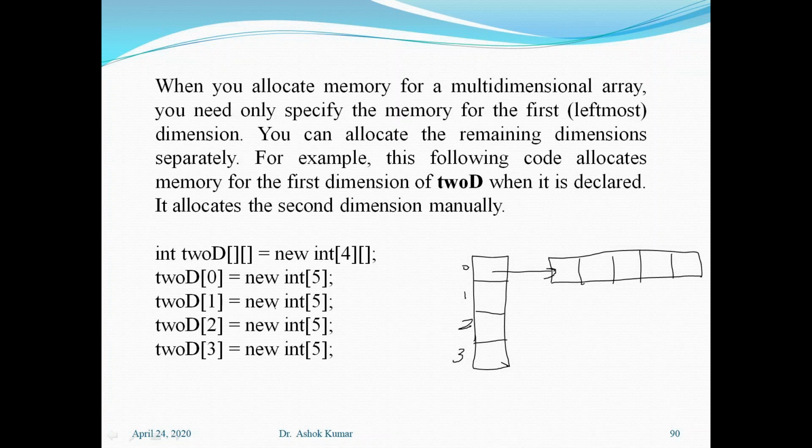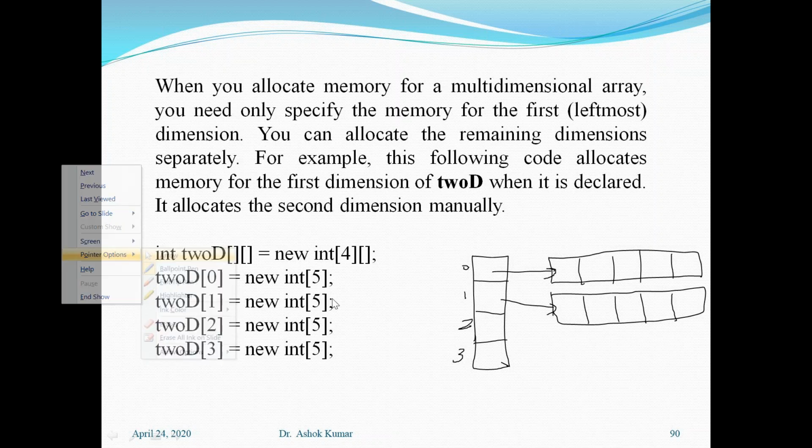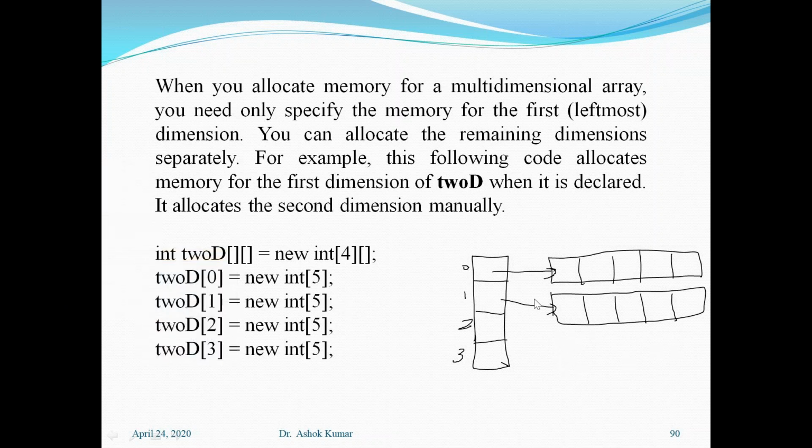Similarly, the second line will create an array. This line, int new 5, will create another array, and in this case, there are 5 elements again. This will allocate memory for the 5 elements, and the reference of this block will be assigned to the second element, and so on. So 2 more arrays will be created through this line. Through this line, another array will be created over here.